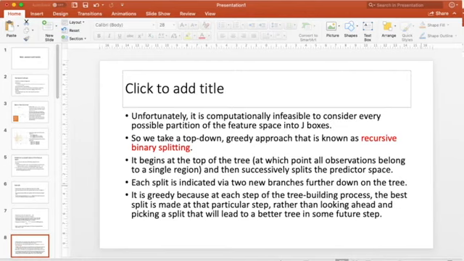What does greedy mean? Because at each step of the tree building process, the best split is made at that particular step, rather than looking ahead and picking a split that will lead to a better tree in some future step. So if you play chess, we would say that the greedy approach is something like this. You don't care about the next step. You do what is best for now. You move your pawn based on what you think is best for now, without thinking about what would be the consecutive moves.